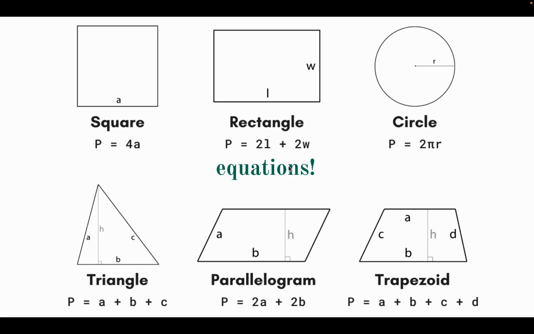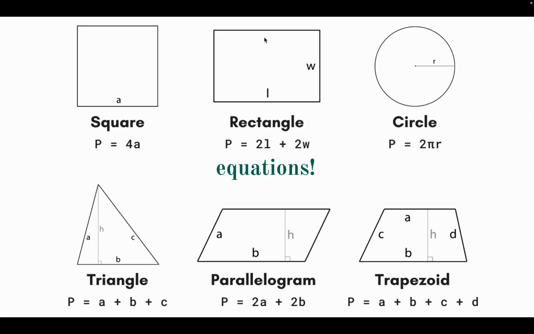Here are some equations for the perimeter of the shapes. For a square, you just multiply the side by 4, or a times 4. Since you're just adding the sides together, you can either do a plus a plus a plus a, or you could just do 4 times a, which is the same thing.